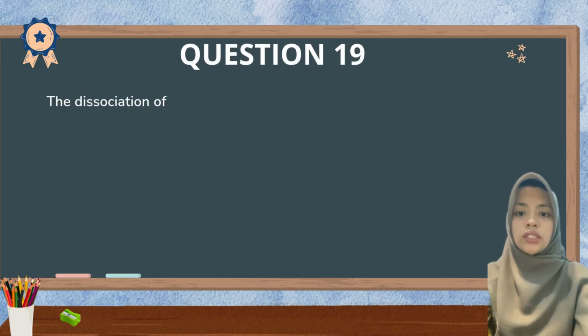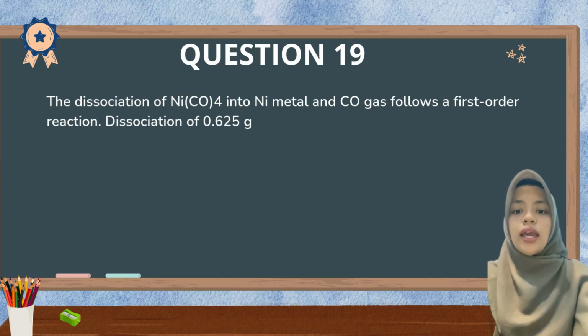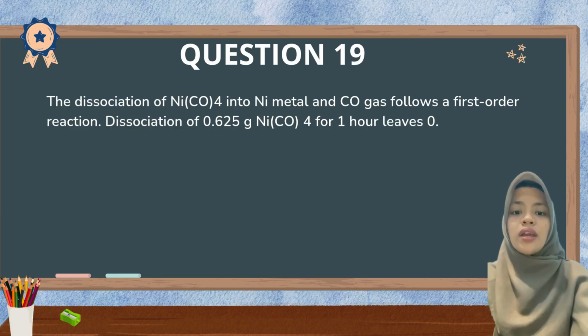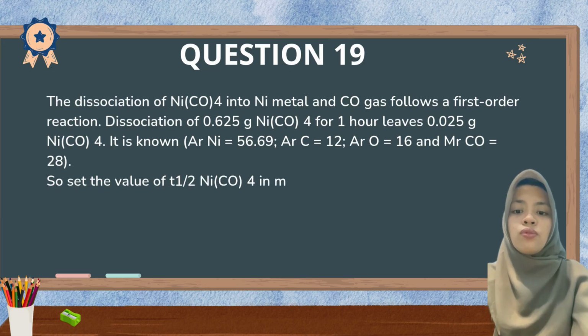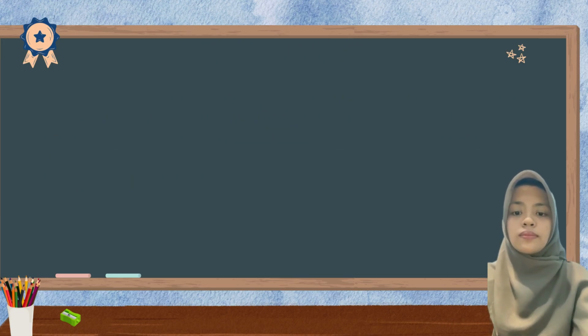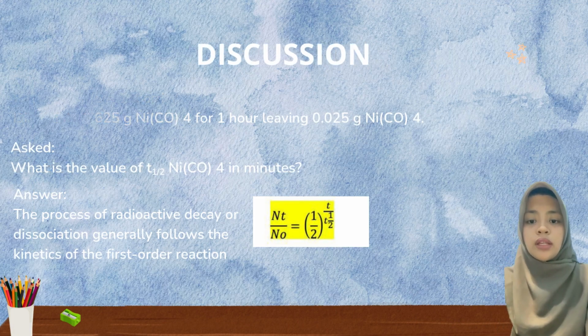Next, we have question 19. Half-life of NiCl4. NiCl4 decomposes by first order kinetics. Start with 0.625 grams. After 1 hour, only 0.025 grams remain. The question asks to determine the half-life in minutes.